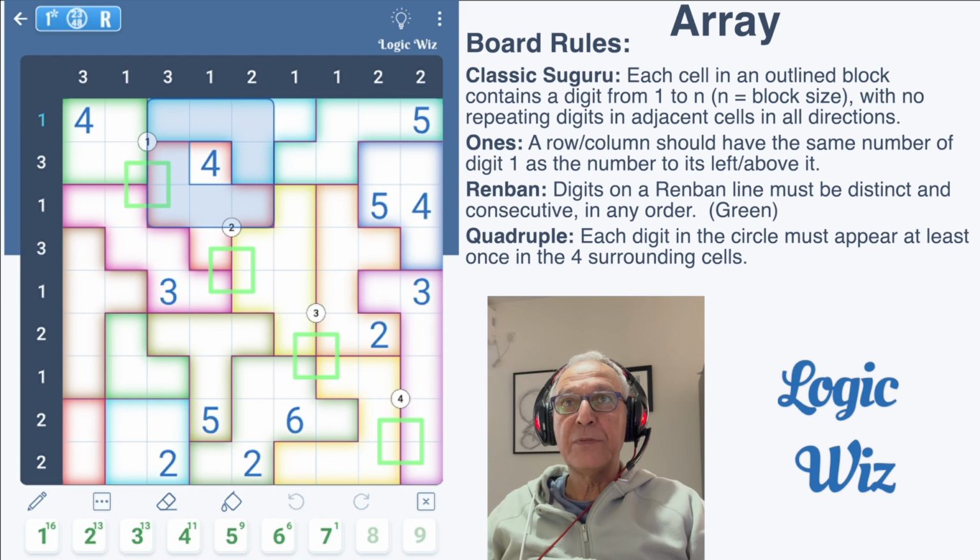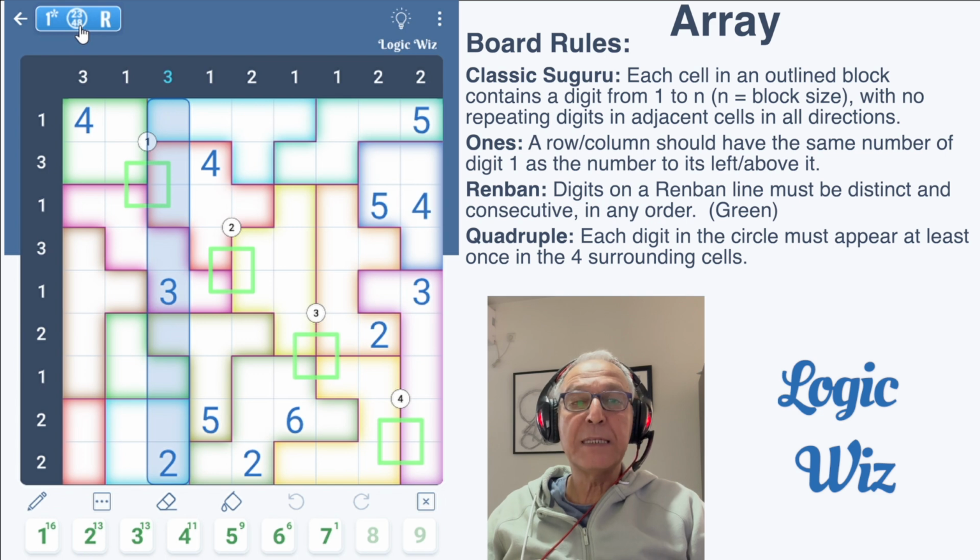In addition, we have 3 variants. Variant number 1 is the digits above the grid and to the left side of the grid. It basically indicates the number of ones in the constraint. For example, in this row, there should be only 1. In this column, there should be 3 appearances of 1. So this is the ones constraint.